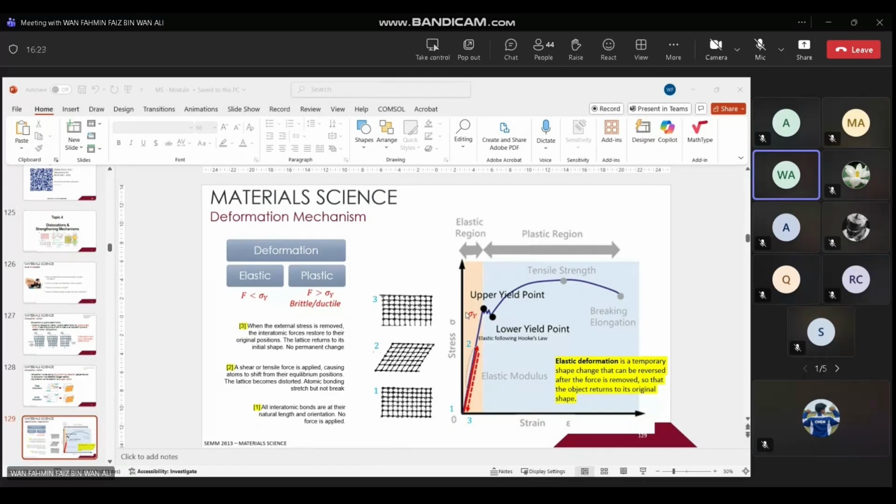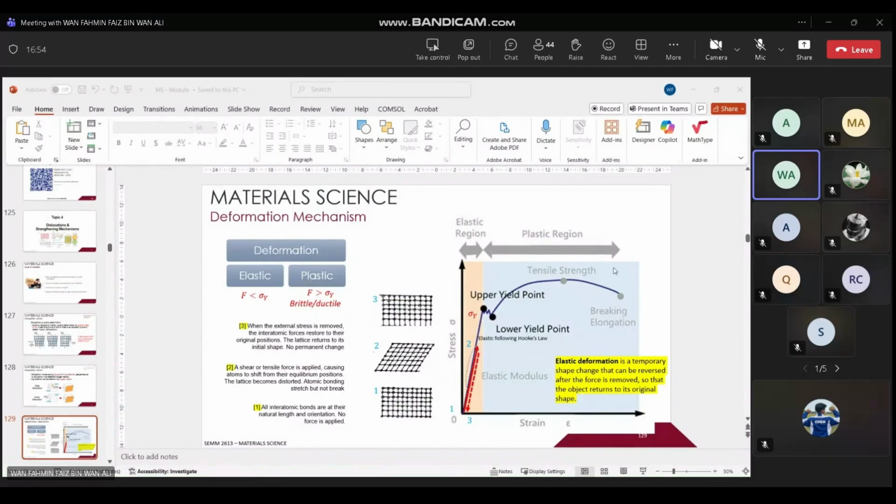But for plastic deformation, it's different. The moment the load that you apply exceeds the yield strength, the material cannot return to original structures or properties. It means that it behaves like plastic deformation. Okay, so under plastic deformation, we're going to go through two characteristics. One is brittle fracture, and second is ductile fracture, or ductile deformation or brittle deformation.